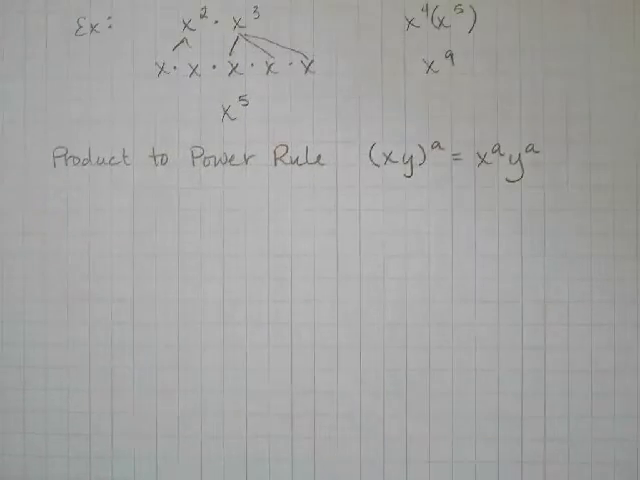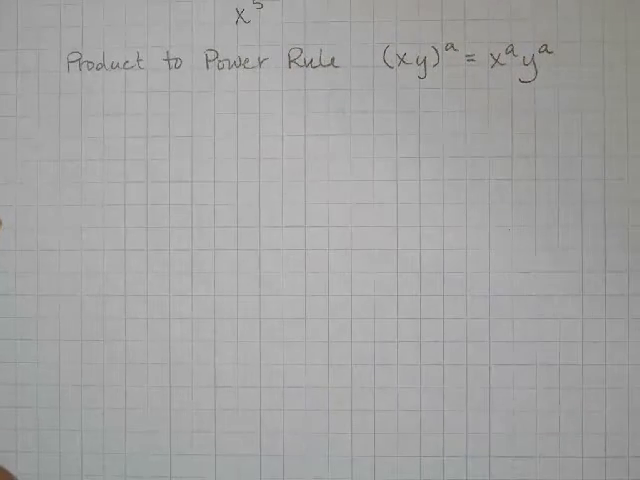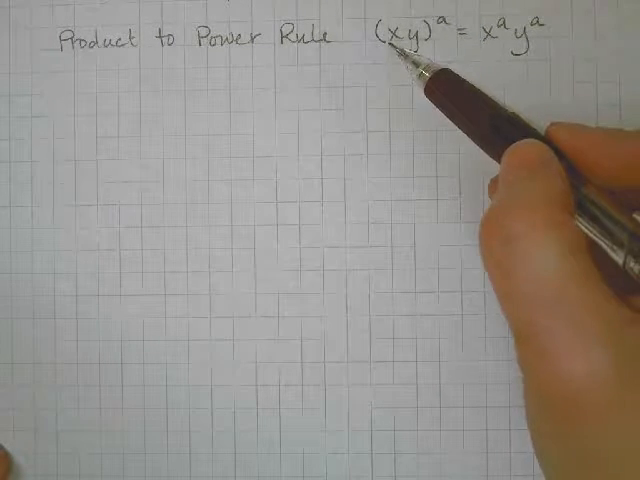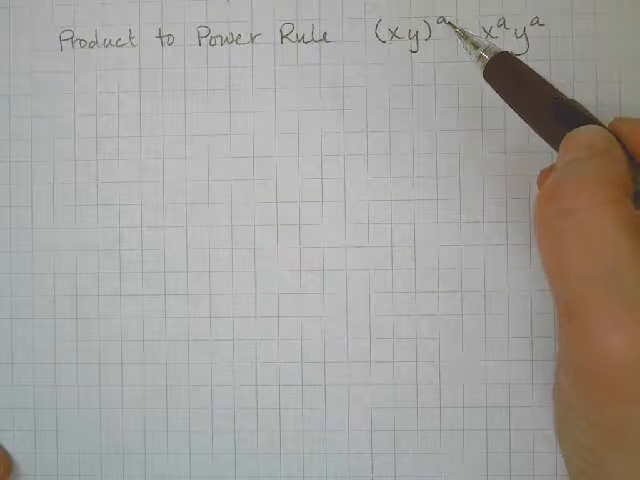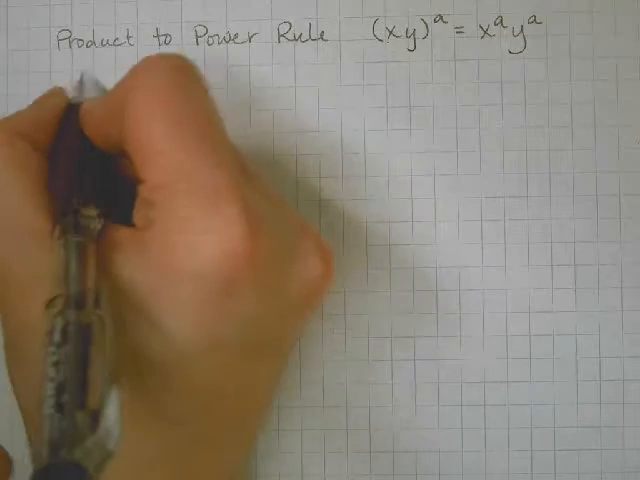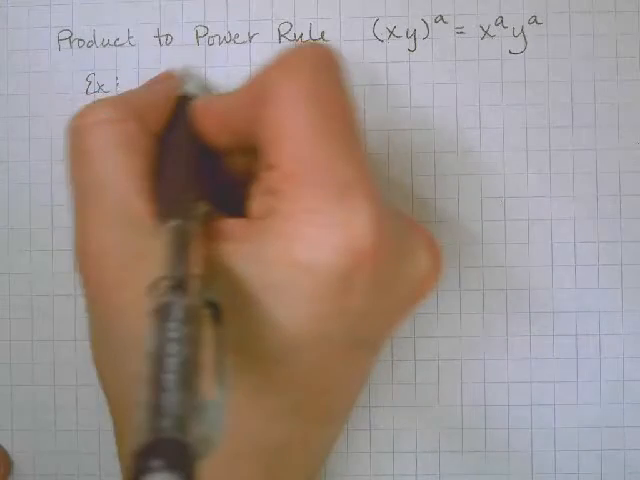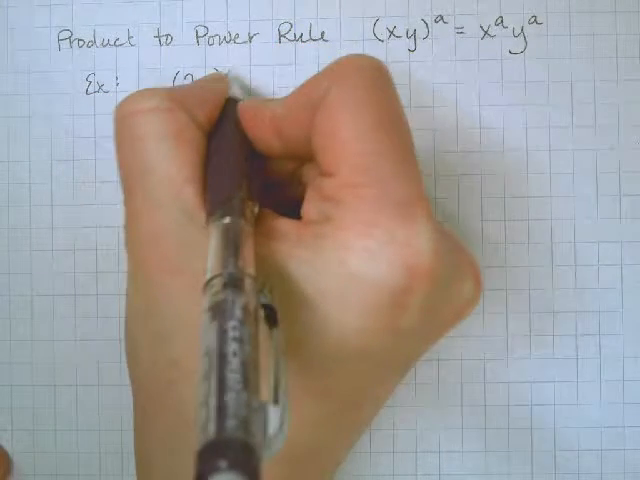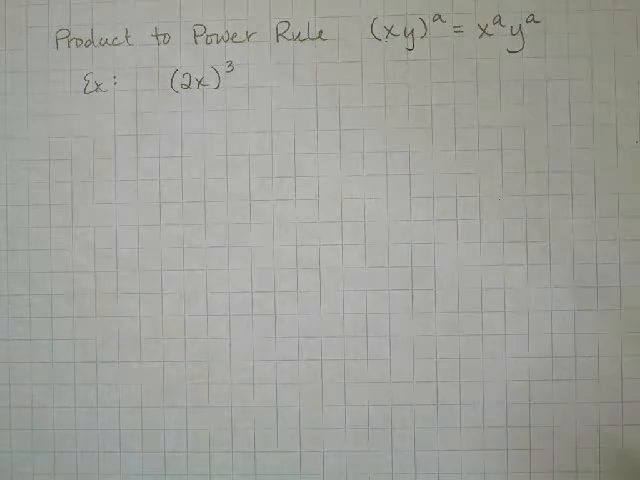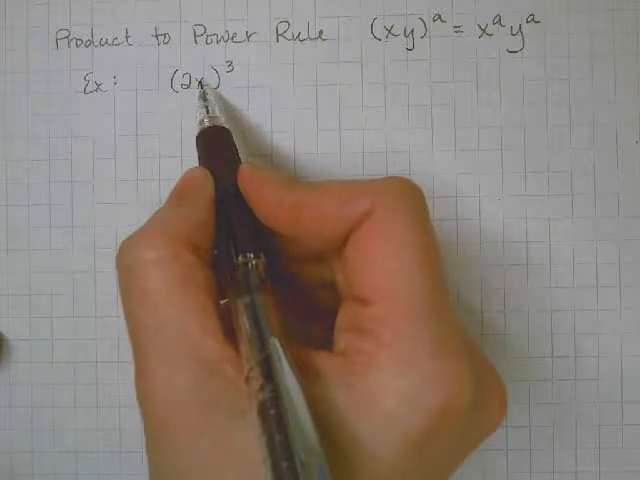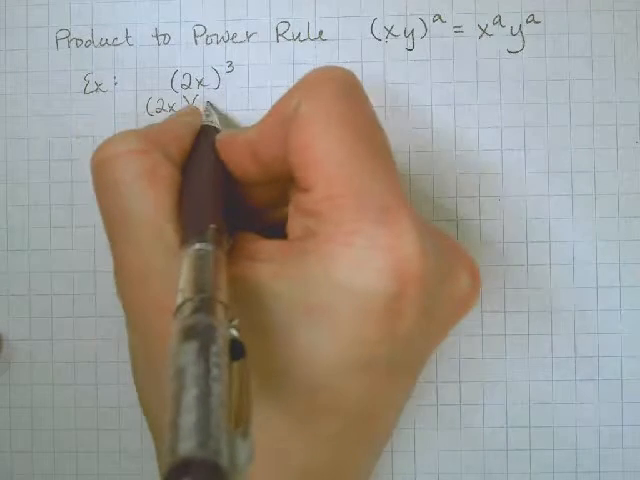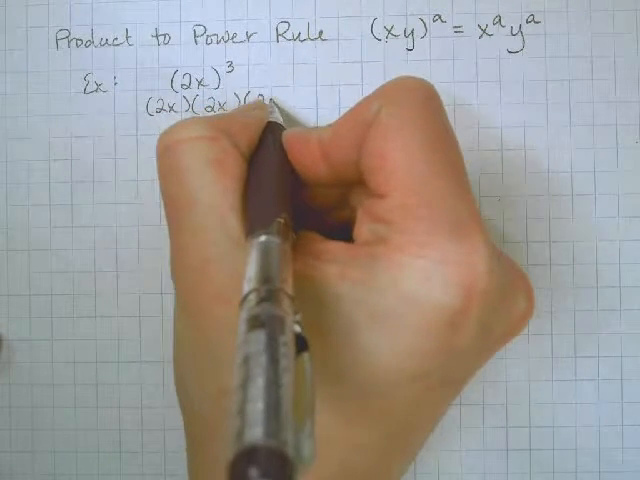The next rule is the product to power rule, and that's saying that if I have a set of products inside parentheses, and that's being put to a power, to an exponent, then that applies to both things. So for example, if I have 2x all to the third power, keep in mind that that third power tells me I am multiplying everything in that parentheses by itself 3 times. So what this really is, is 2x times 2x times 2x.